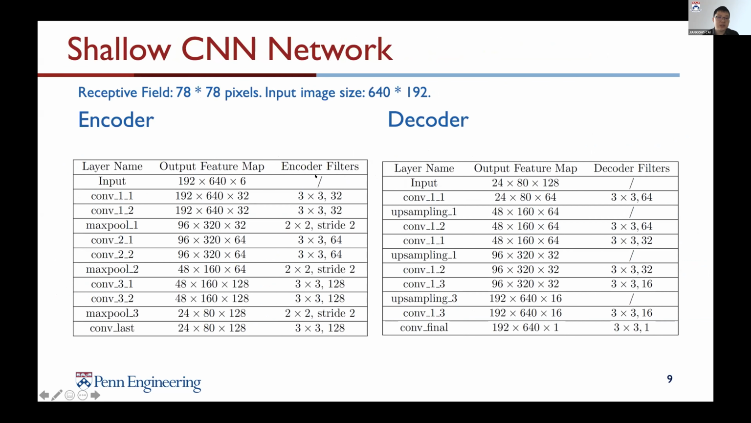By shallow CNN network, what I mean here is this network architecture, which is super tiny and efficient. It basically consists of two convolutions and one max pooling, another convolution and max pooling, a third block of that, and then a last convolution. This network's receptive field is strictly restricted to 78 by 78 pixels, on an input image size of 640 by 192. The idea behind this is to restrict the receptive field so that the network will not overfit to a global spatial location, and can only infer using local feature information.